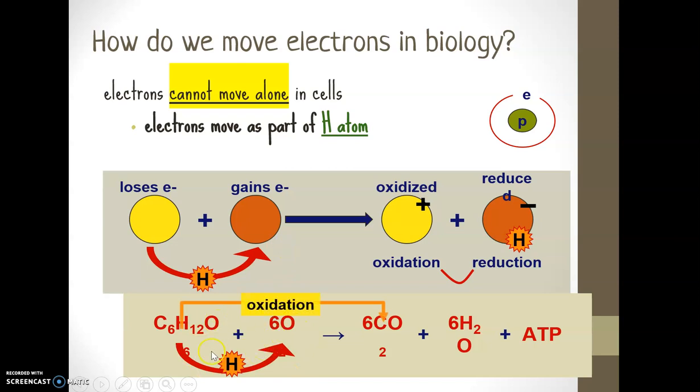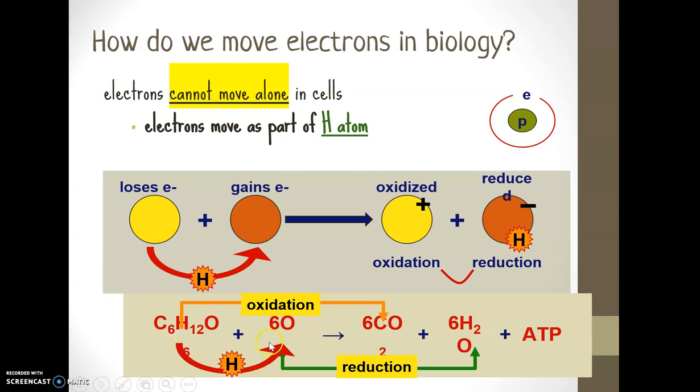So if you look at our glucose and our oxygen, since glucose is going from C6H12O6 to getting broken down to carbon dioxide, we are losing a hydrogen electron from glucose and giving it to water.